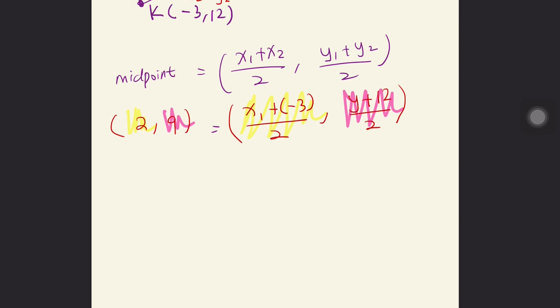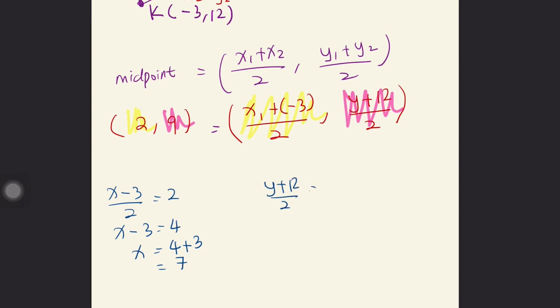Jangan salah. Okay, so let's take the x component first. So we have x minus 3 divided by 2 is equals to 2. Next, 2 pindah sebelah jadi darab. X tolak 3 sama dengan 4. X sama dengan 4 tambah 3, which is equals to 7. And then we have y plus 12 divided by 2 is equals to 9. Y plus 12 equals to 9 darab 2, 18. Y is equals to 18 tolak 12. So dapat 6.